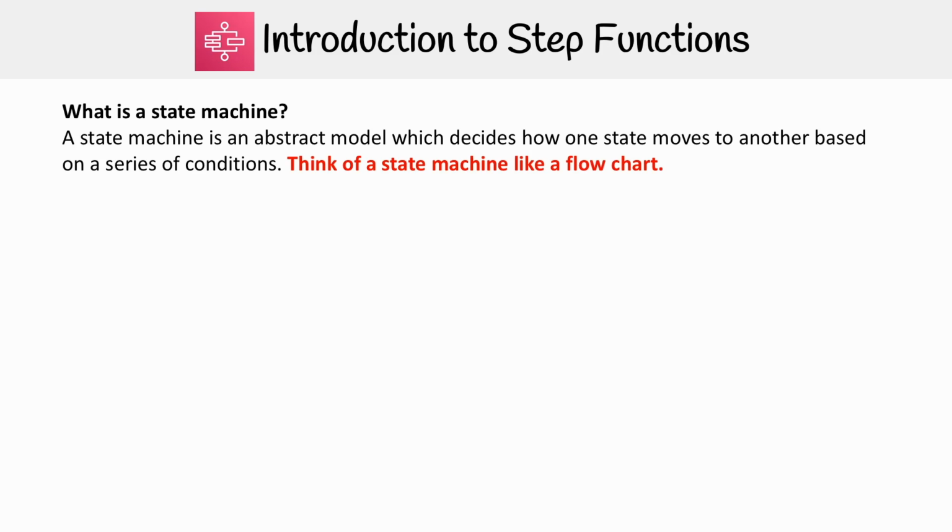So here we are taking a look at Step Functions, and the first thing we need to know before understanding it is understanding what a state machine is. A state machine is an abstract model which decides how one state moves to another based on a series of conditions. So think of a state machine like a flowchart, because that's exactly what it is and what it looks like.